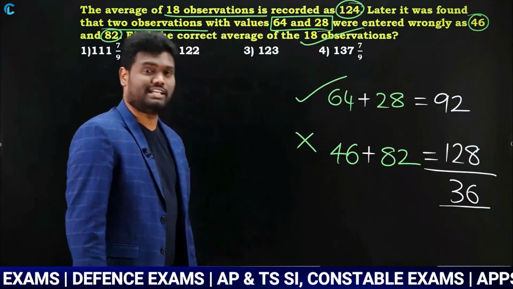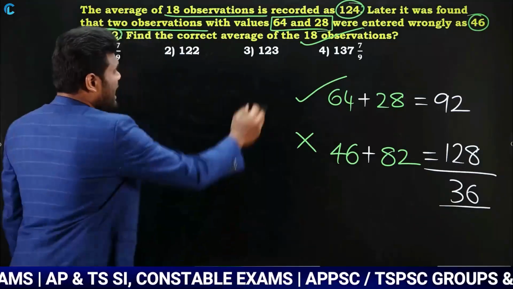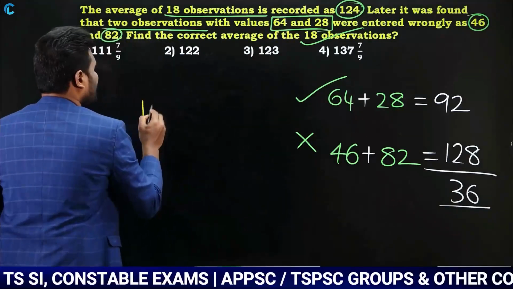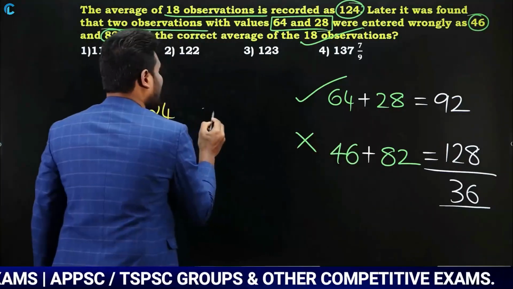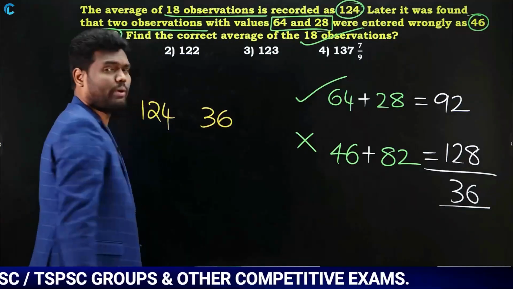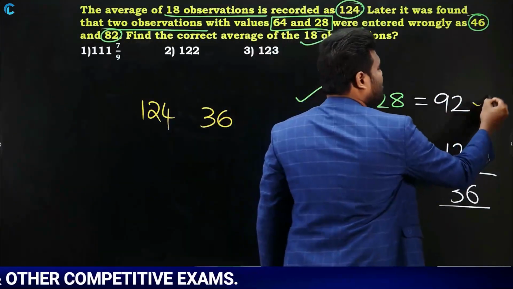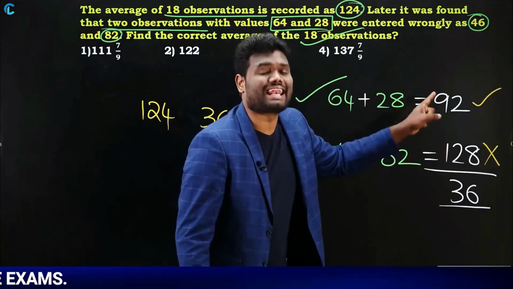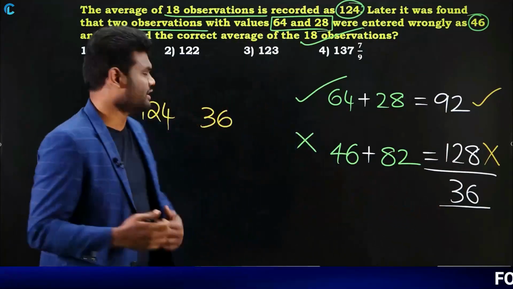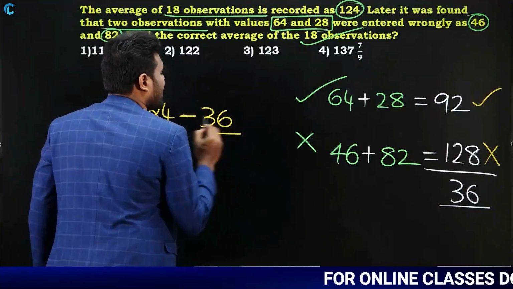If the difference is 36, as I told you, either you need to add or you need to subtract. Yes or no? The actual average is how much? The actual average is 124. As you got 36 as the difference, write that 36. When to add and when to subtract, I have already told you. In this, if you observe, this is the right value, this is the wrong value. As the wrong value is more than the right value, you need to subtract it. But don't forget, you need to distribute and then subtract.